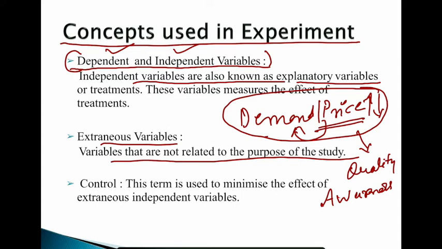Then control. This term is used to minimize the effect of extraneous independent variables, because there are certain variables which are extra independent, and we have to minimize the effect of those variables because we want to be precise in our results.